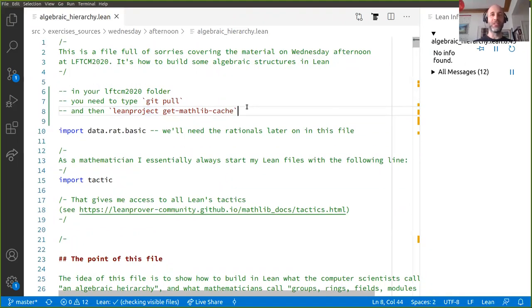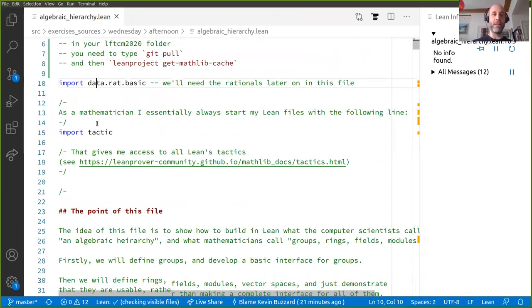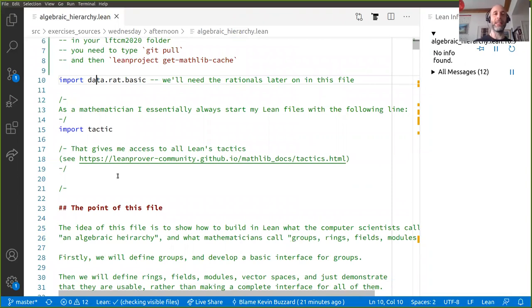So let me just whiz through what we have here, and then we can go straight to the breakout rooms and get going. Patrick said he wanted me to give an example of something. So I have imported the rational numbers so that we can prove something about the rational numbers. And then I import tactic because I'm going to use Lean tactics.